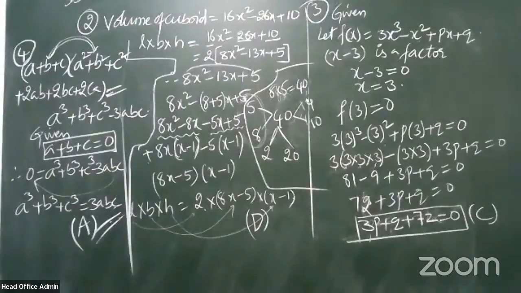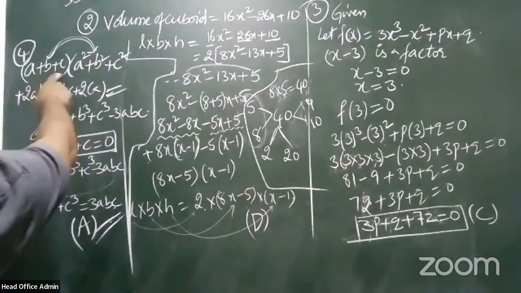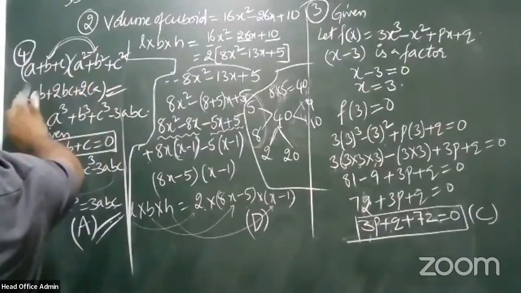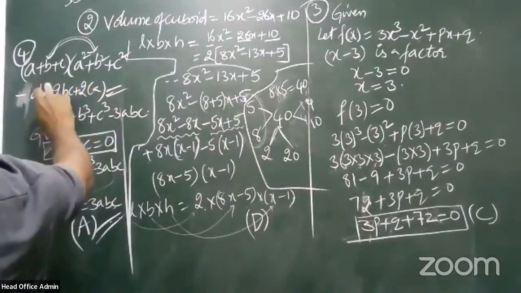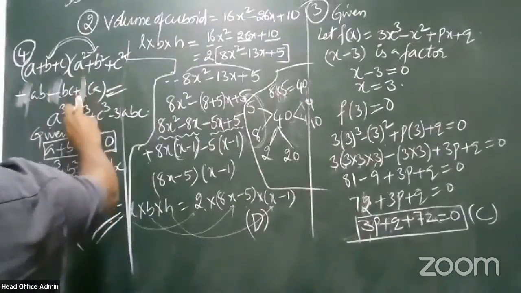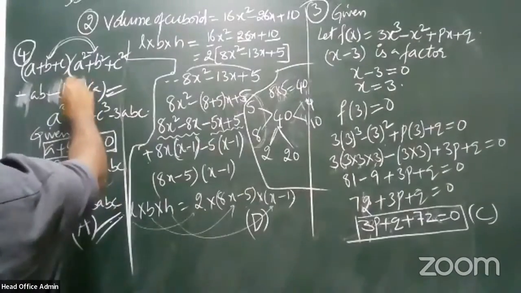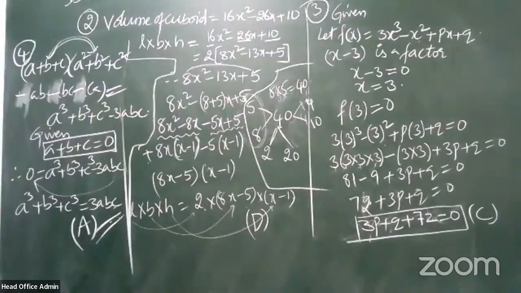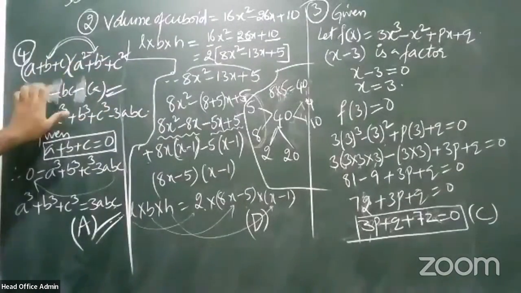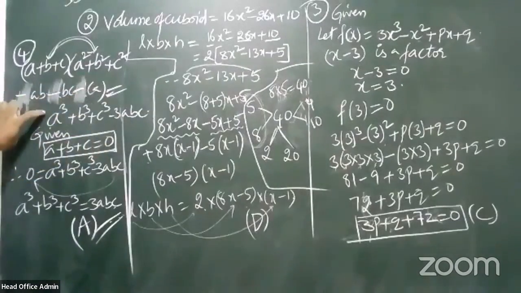I'm sorry. This is a plus b plus c into a square plus b square plus c square minus ab. Sorry. Minus bc, and this is minus ca, the formula. Anyway, it is 0 only, but the formula is okay. A plus b plus c into a square plus b square plus c square minus ab minus bc minus ca equal to a cube plus b cube plus c cube minus 3abc.